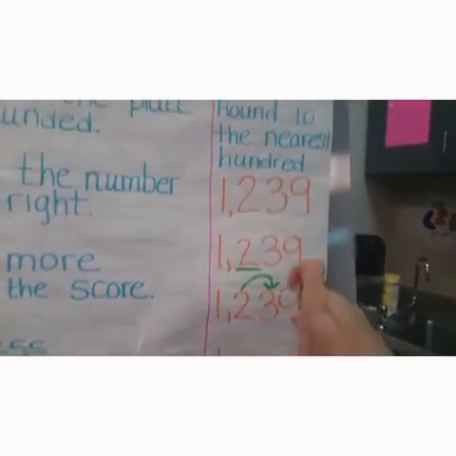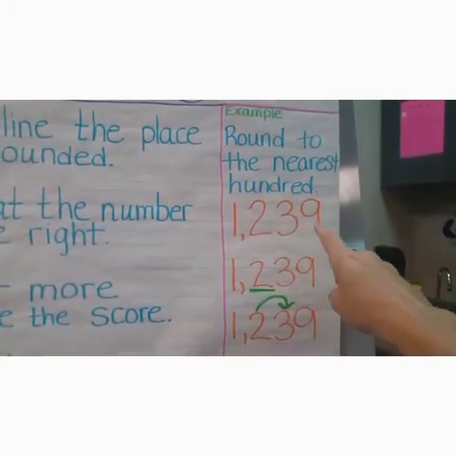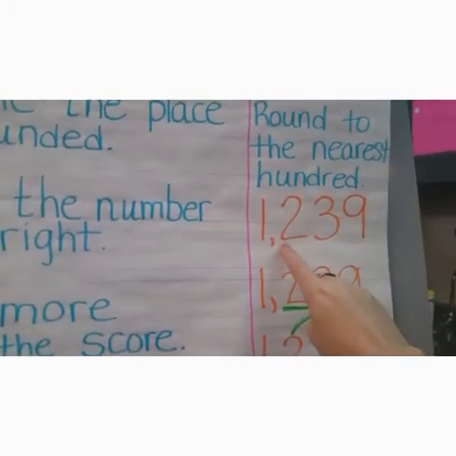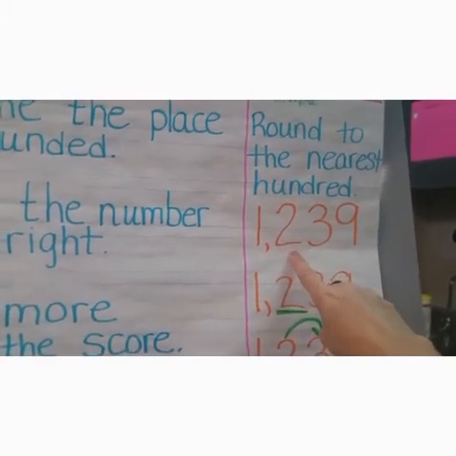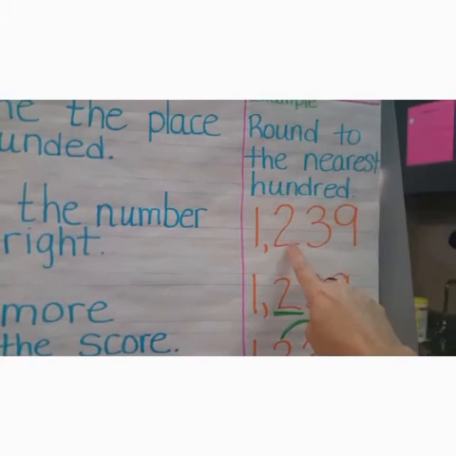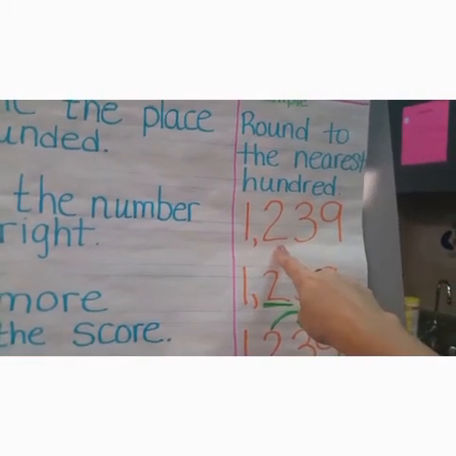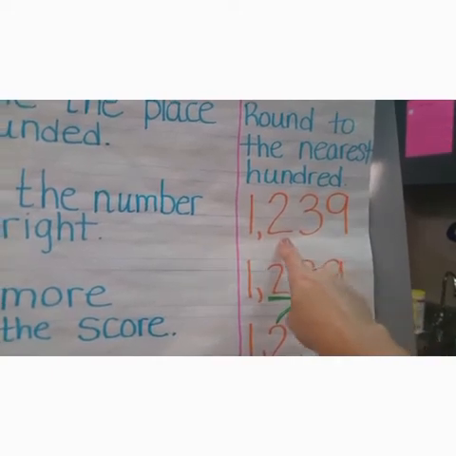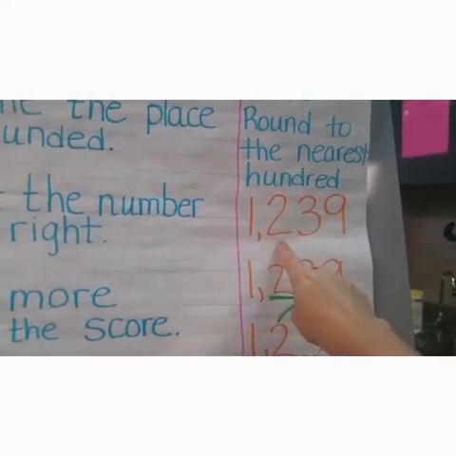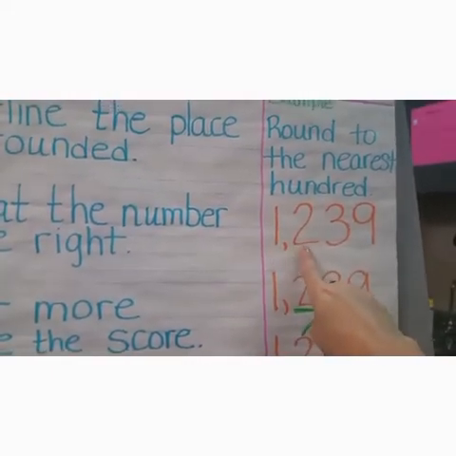The reason why is because you're rounding to the nearest hundred. So if you look at the hundreds place, you have 200. You're trying to figure out, would this round to 200 or 300? Those are your only options. So it's either going to be 1,200 or 1,300.